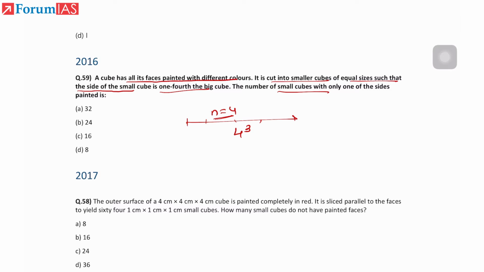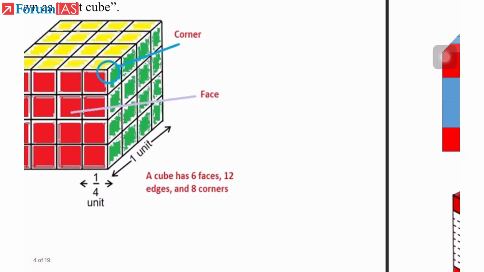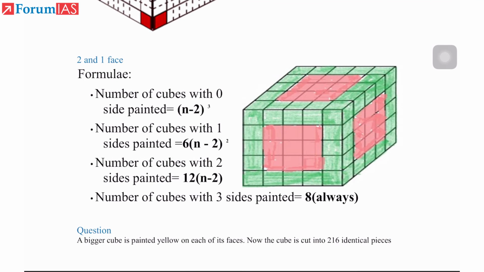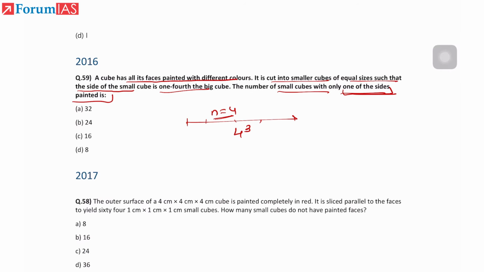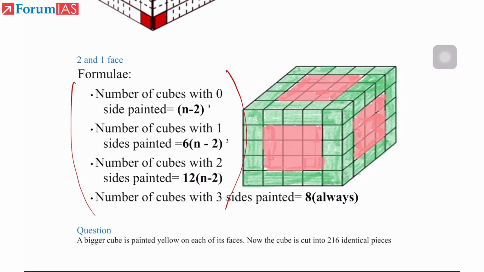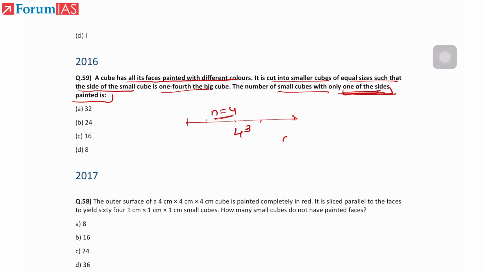The number of small cubes having only one side painted. Now, in the class we have discussed how to remember this, but this is something you have to remember. They're asking only one of the sides, so the formula for one side is 6 into (n minus 2) whole square. n we know is 4, so 6 into (4 minus 2) the whole square, which is 6 into 2 square, or 6 into 4, or 24. So the answer would be 24. Option B.